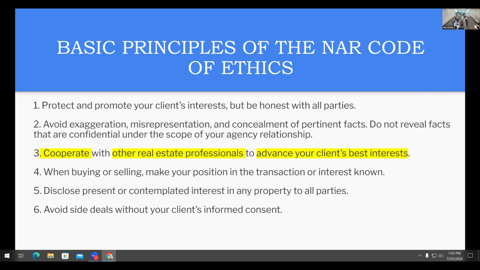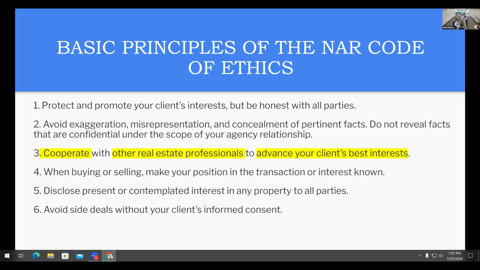Whenever you are part of a transaction, so either you're buying or selling property that you own, or you're buying and selling property that you own a percentage of the company that may own the property, you have to disclose that. You have to disclose it right up front. It's also in our contracts.